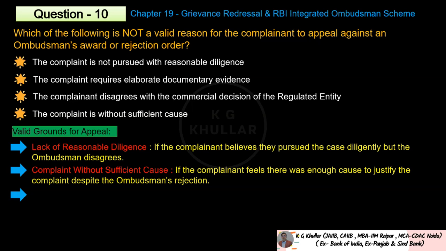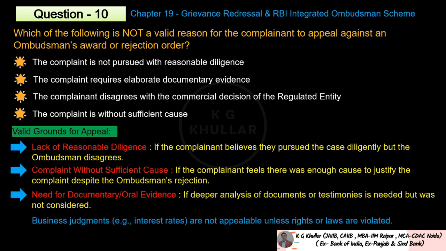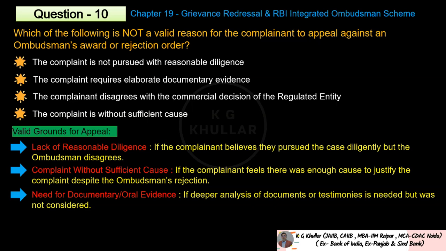The next is complaint without sufficient cause. Friends, if the ombudsman believes that the complaint does not have enough valid reasons or sufficient cause to proceed, then the complainant can appeal against this decision. Now friends, the appeal would be based on the claim that there was indeed sufficient cause to justify the complaint. Last but not the least, need for elaborate documentary or oral evidence. Friends, some complaints require a deep analysis of documents or oral testimonies that might not be appropriate in the ombudsman proceedings.